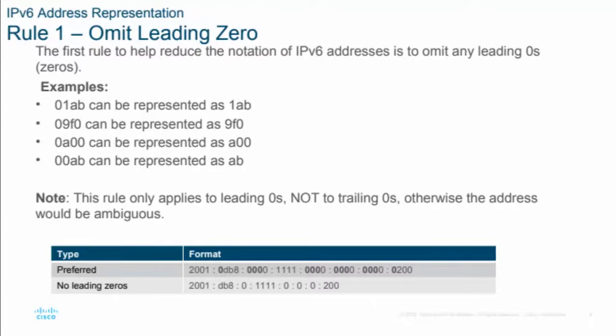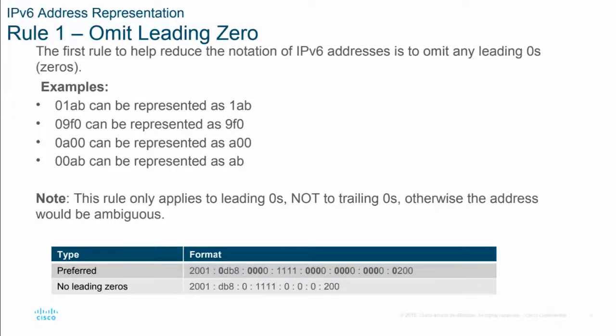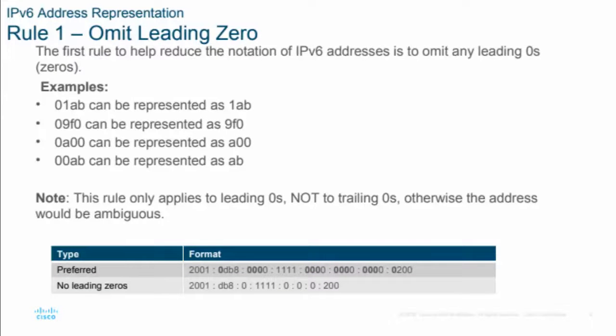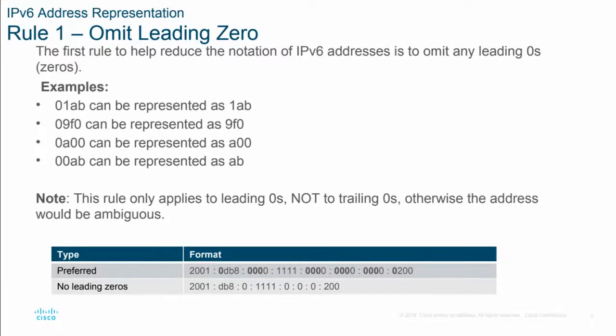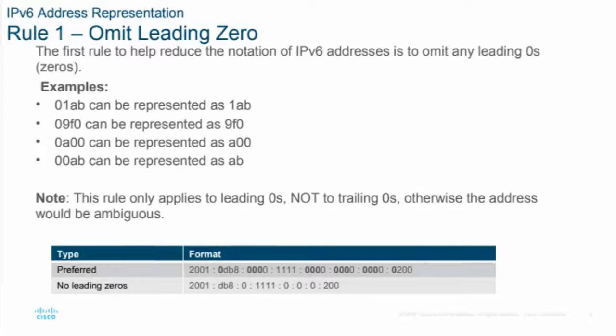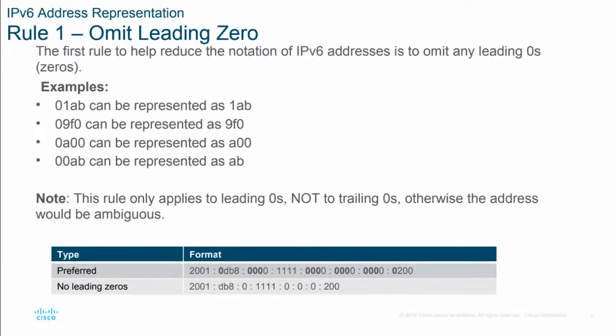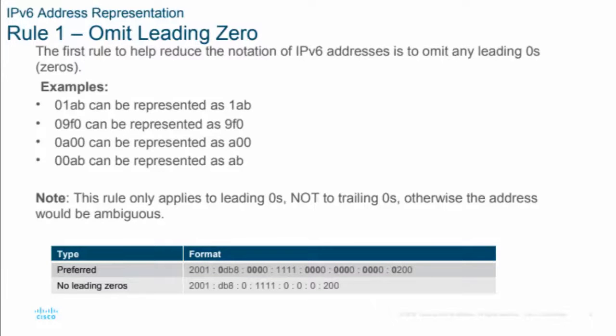Here, if I have this, both are correct, but this is preferred. 2001, 0DB8, I can remove the 0. You see here, 4 zeros, only one 0. Four ones, don't write 1. Only 4 zeros can be a single 0. Any question?